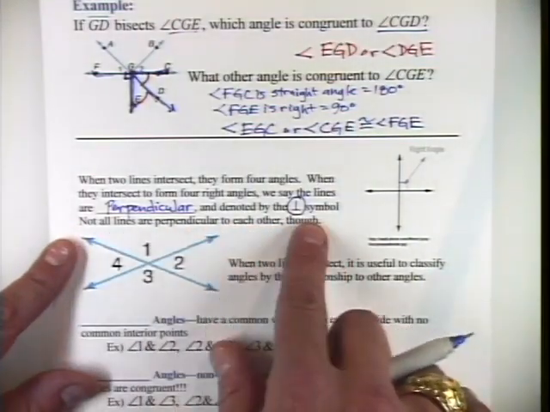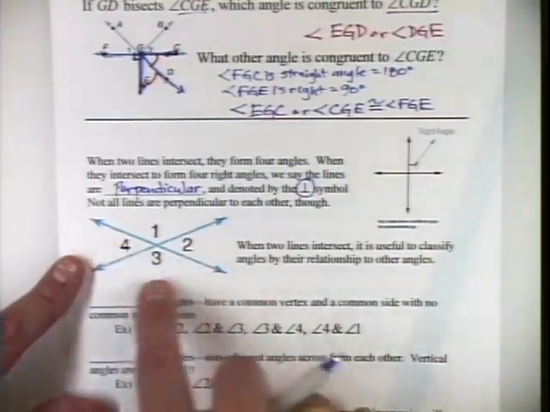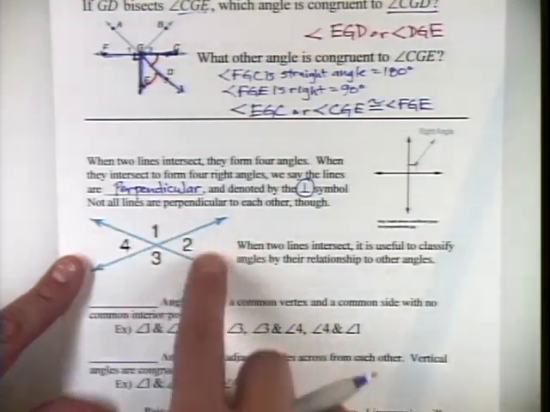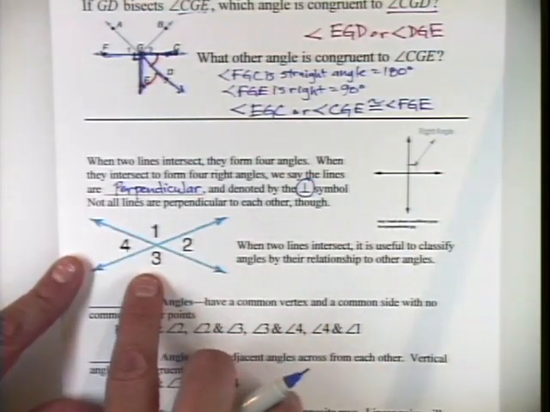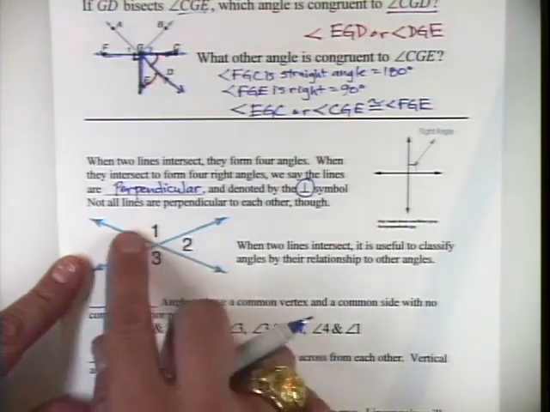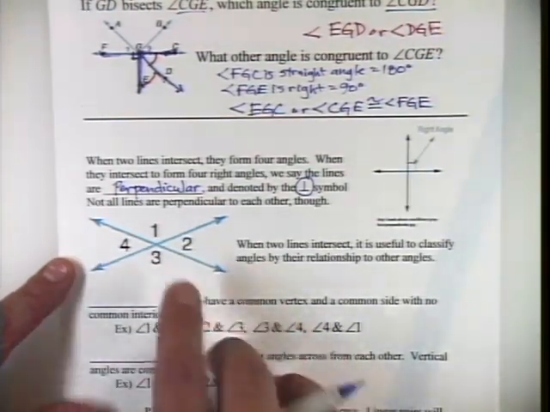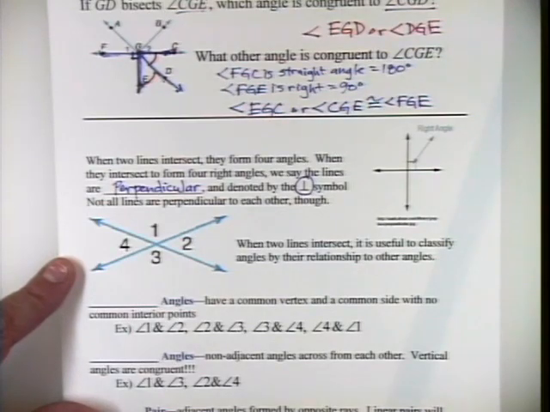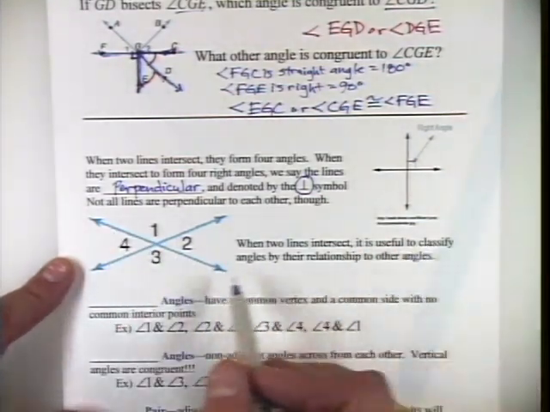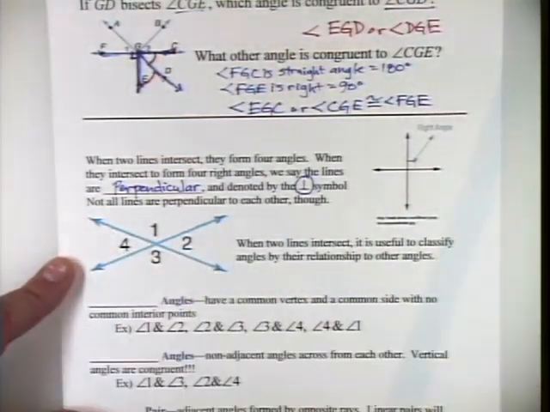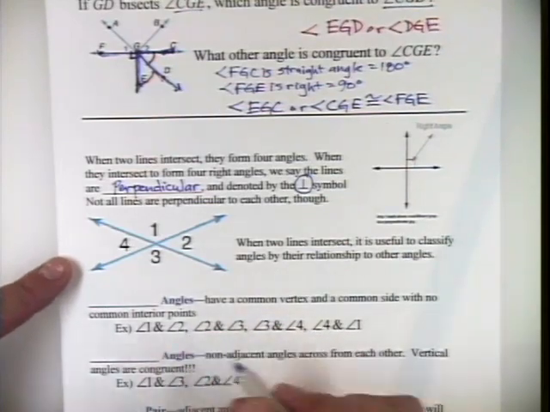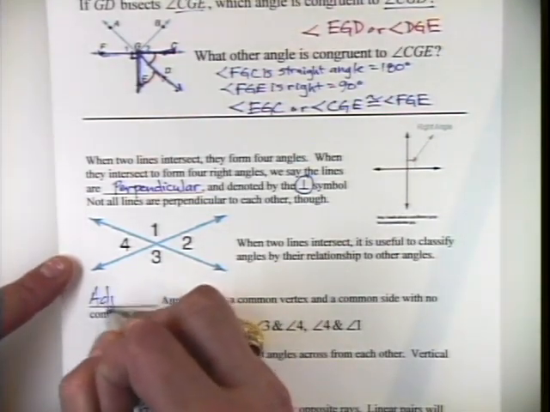Now, not all lines are perpendicular. Let's look at these 2 lines here. They intersect. Now, it's very difficult to tell from the diagram what the measure is, okay? So unless you have markings on here that tell you what the sizes are, you can't assume that they are any type of size. But we can talk about relations among these 2 angles, okay? If they intersect, it's useful to classify angles by their relationship to each other. So the first one we're going to look at is adjacent angles.